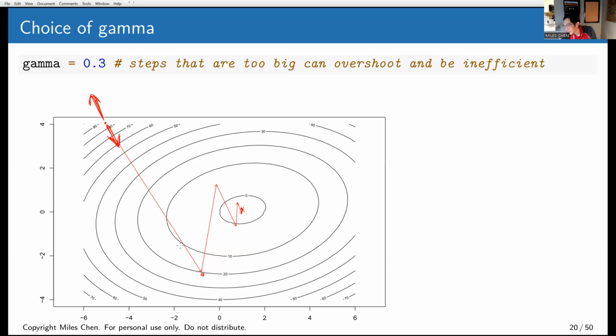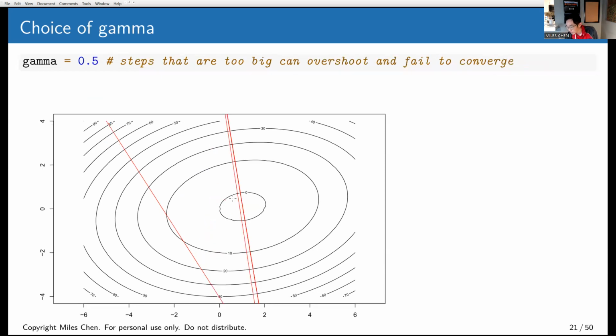Now when I iterate, I end up having to go back and forth. We say the direction you need to go is now in this direction. But again, we went so far that we ended up on the opposite side of the bowl. And so we have this zigzag pattern.